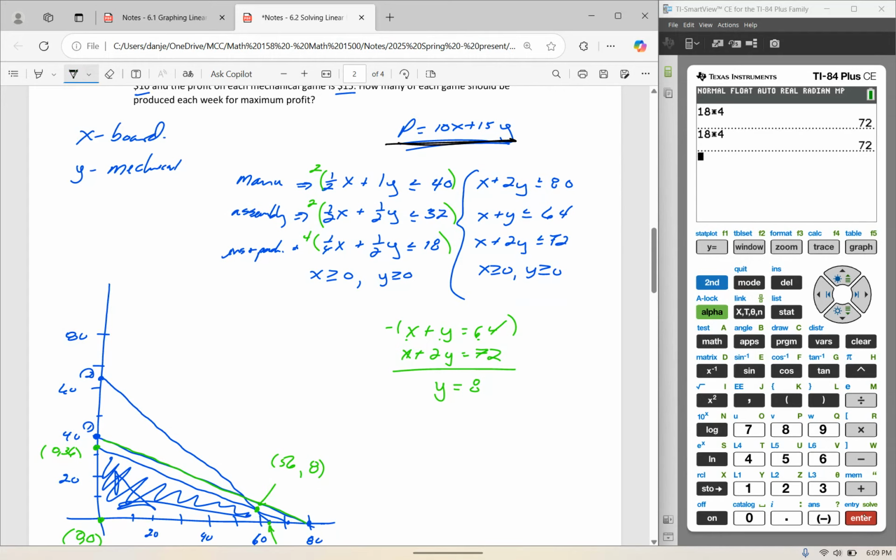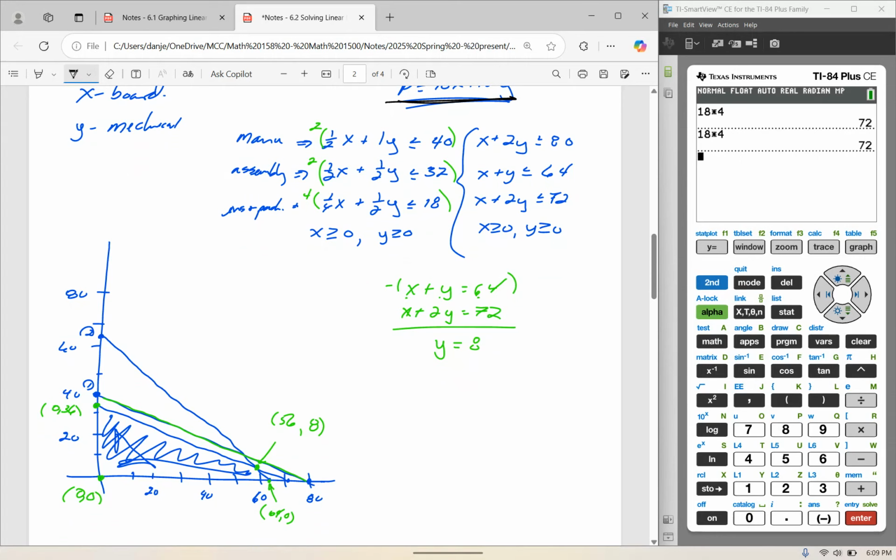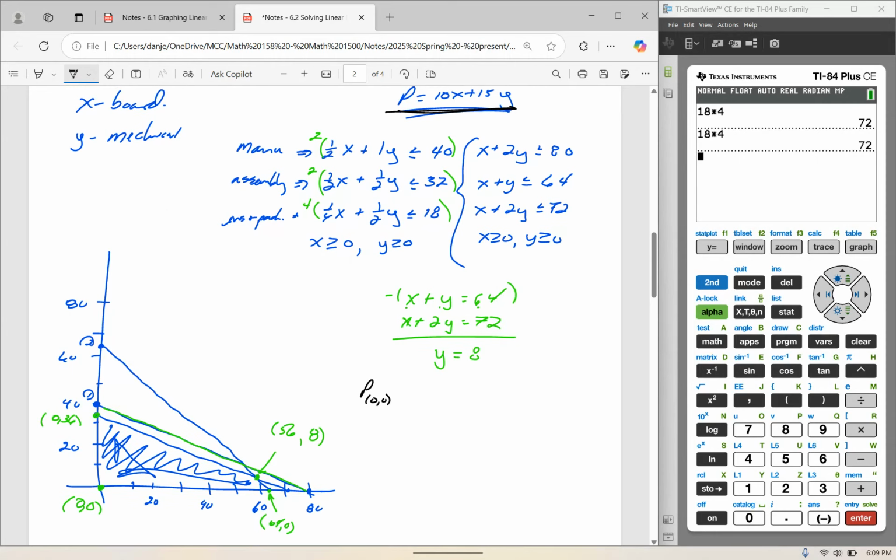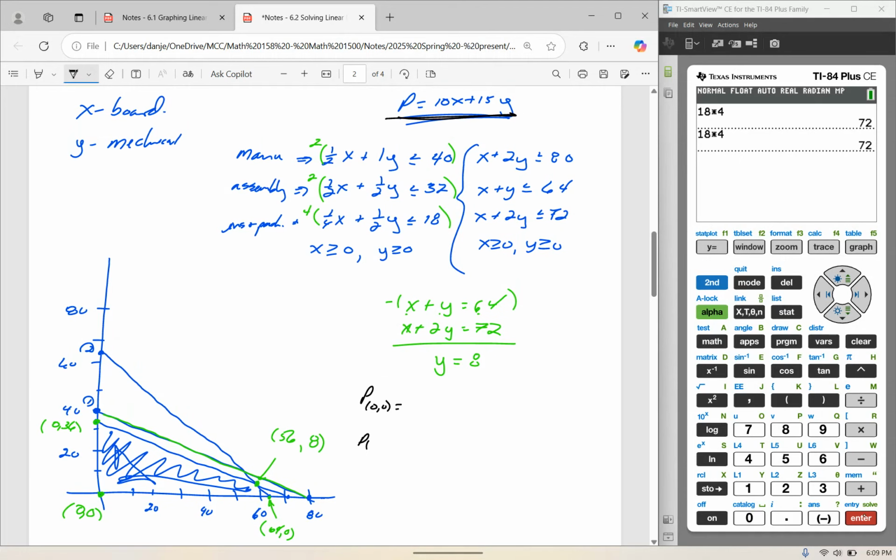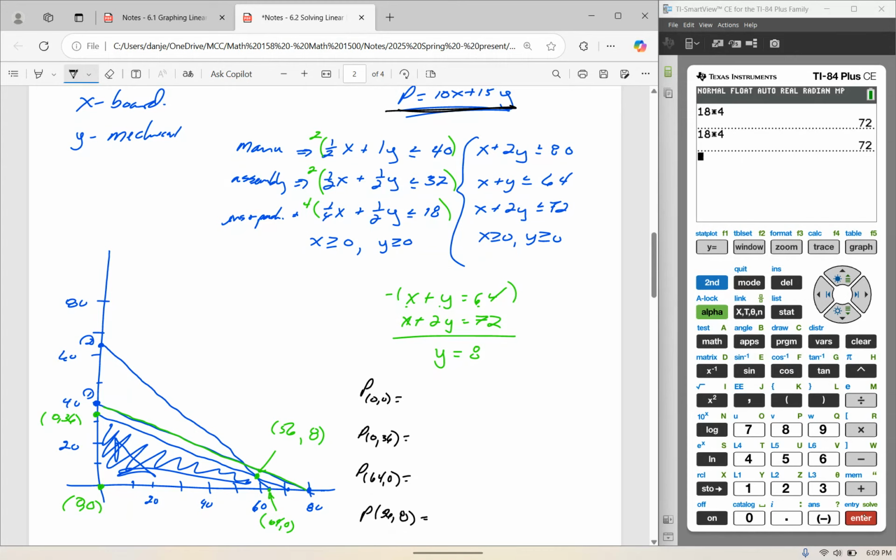Okay. Now what we need to do here is go back to our profit equation. We need to find the profit for each of those 4 corner points. So I need to find the profit for 0, 0. I need to find the profit for 0, 36. I need to find the profit for 64, 0. And I need to find the profit for 56, 8. So I need to solve this equation 4 times. 10 times 0 plus 15 times 0. 10 times 0 plus 15 times 36.